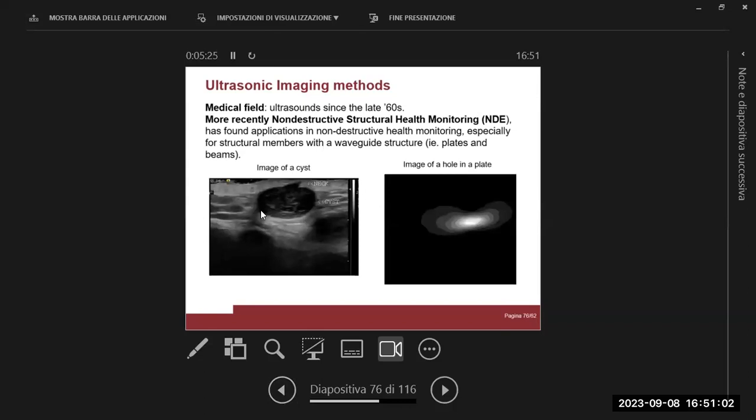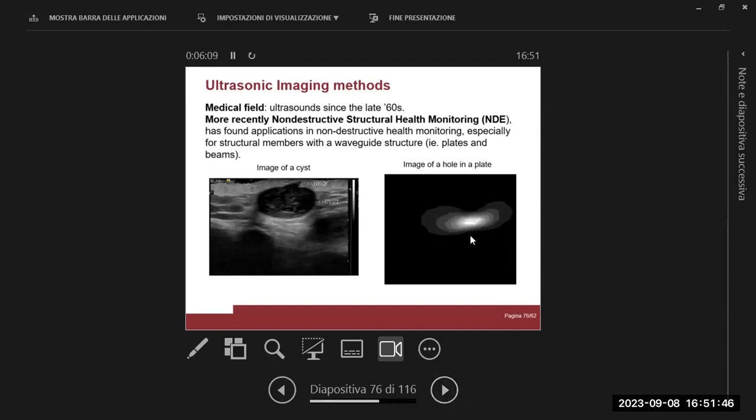And this is an example, a comparison of what is done with the ultrasound done on your body when you have to be diagnosed for some illness. For instance, this is the image of a cyst obtained by a manipulator, which is an array of ultrasonic transducers that the doctor uses on your body to detect an image, and the image of a hole in a plate made applying exactly the same principles.